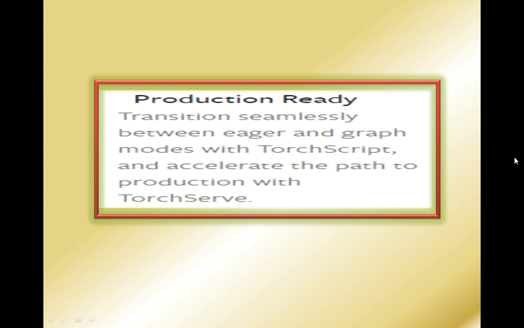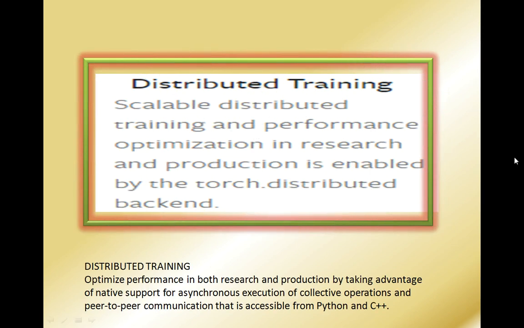Next is distributed training. In distributed training, the workload to train a model is split up and shared among multiple mini processors called worker nodes. These worker nodes work in parallel to speed up model training. Optimize performance in both research and production by taking advantage of native support for asynchronous execution of collective operations and peer-to-peer communication that is accessible from Python and C++.